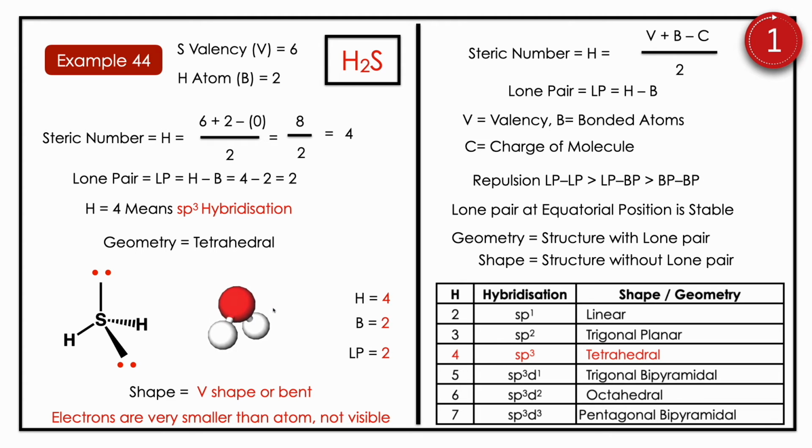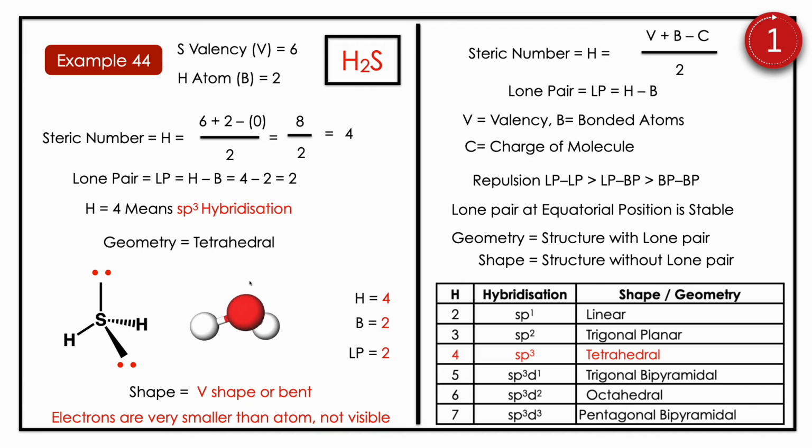Then example 44, H2S. Here sulfur is the central metal atom, which is oxygen group, valency is 6. Hydrogen is the bonded atom, which gives 2. So steric number will be H equals (6 plus 2) whole divided by 2, which gives 8 by 2 gives 4. So lone pair will be H minus B, which is 4 minus 2 equals 2. H4 means sp3 hybridization.